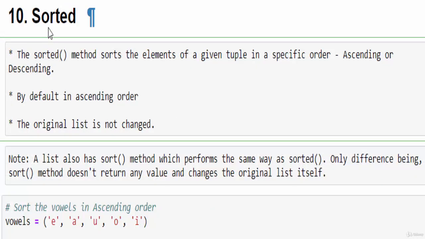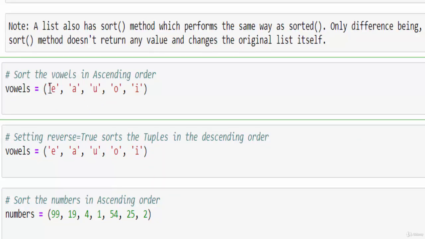Next one is the sorted method, which is used to sort the given tuple in a specific order. The order may be ascending order, or sometimes it may be descending order as per our requirement. But always remember the default is ascending order. So the first example, I am going to sort it in ascending order.